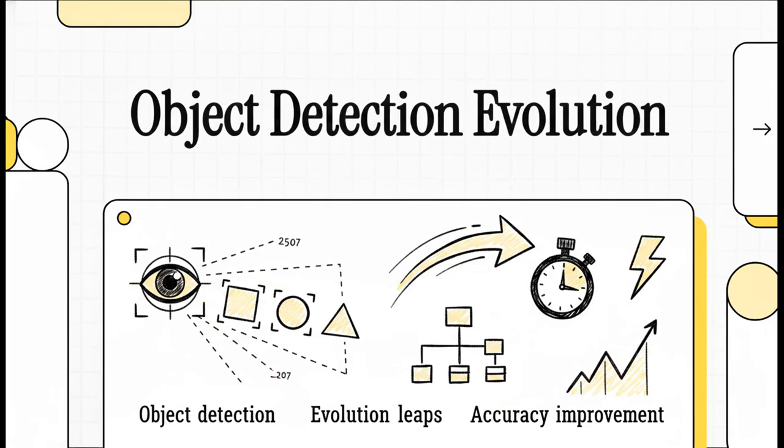Welcome to this explainer. Today we're diving into, honestly, one of the most fascinating evolutionary leaps in the entire field of AI. In this analysis, we're talking about computer vision. More specifically, the massive race to make object detection not just perfectly accurate, but incredibly fast.